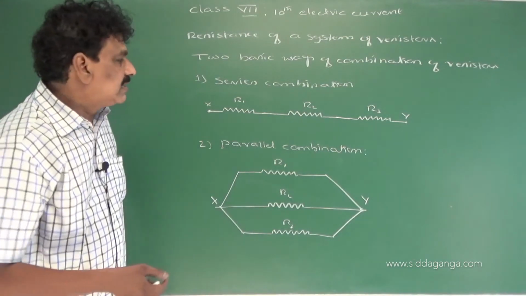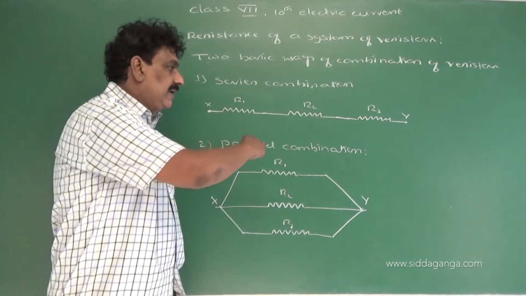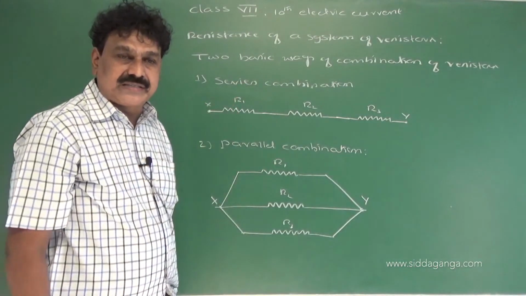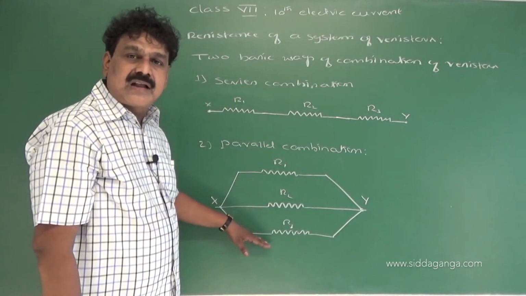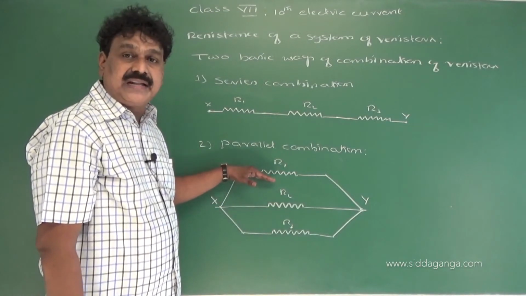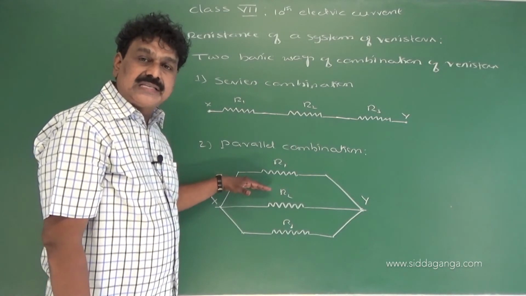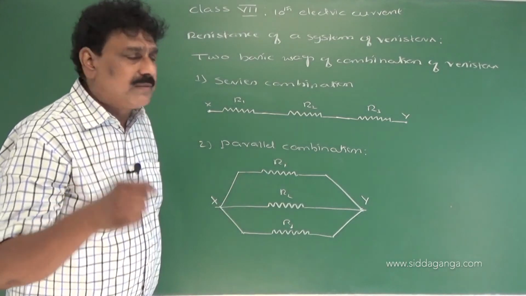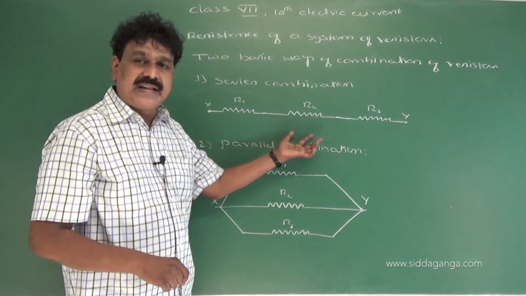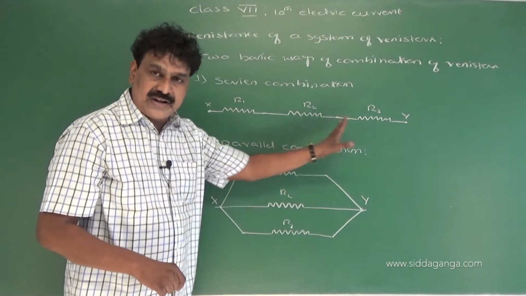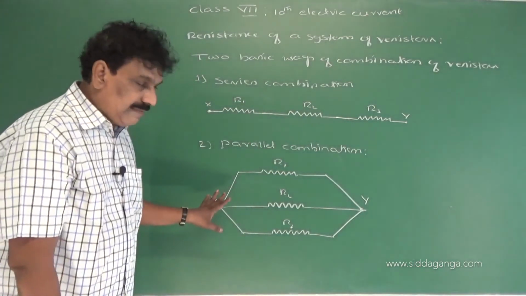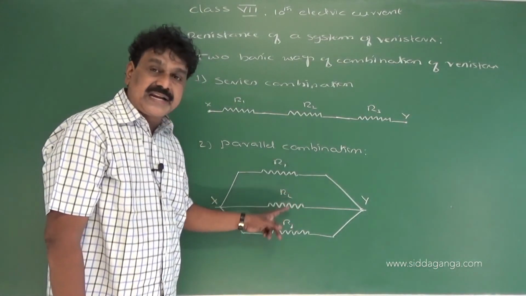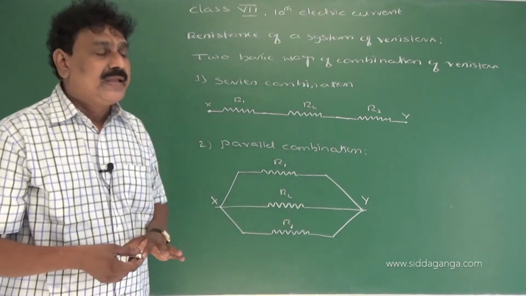So if the resistors are placed side by side, then that combination is series, right? Now if the resistors are placed one above the other, then that combination is a parallel combination. It is for our convenience, right? So a number of resistors are said to be connected in series if they are connected end to end. A number of resistors are said to be connected in parallel if they are connected between two common points, right?